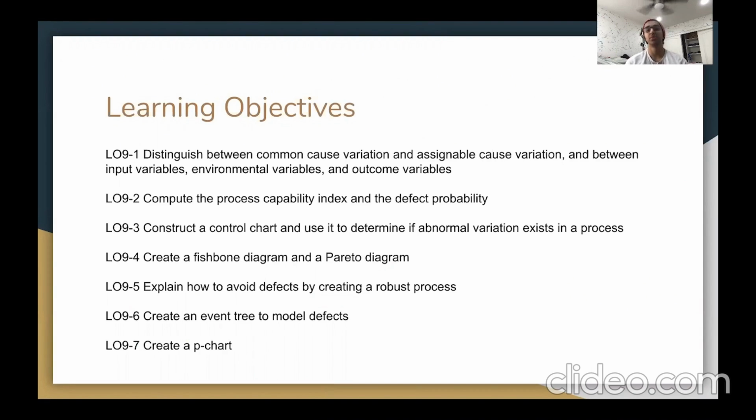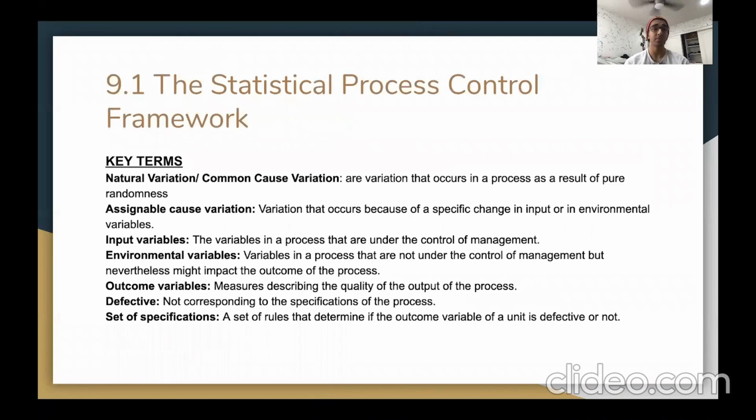With 9.5, we'll explain how to avoid defects by creating a robust process. In 9.6, we're going to learn how to create an event tree to model defects. And finally, in 9.7, we're going to learn how to create a P-chart. So let's begin with 9.1, which is the Statistical Process Control Framework.